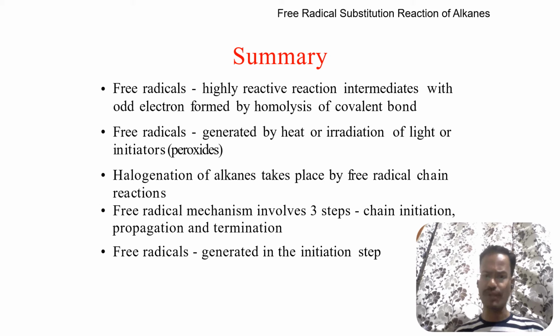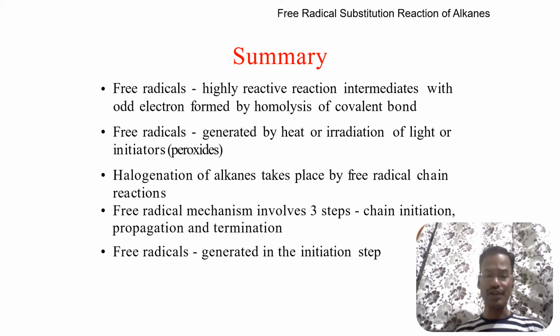If we come to the summary, the free radicals, which are highly reactive intermediates with an odd number of electrons, will be formed by homolytic cleavage of covalent bonds. Free radicals can be generated by either heat or irradiation of light, especially UV light, or else in presence of peroxides. Halogenation of alkanes takes place by a free radical chain reaction mechanism, and this mechanism involves three steps, that is chain initiation, propagation and termination.